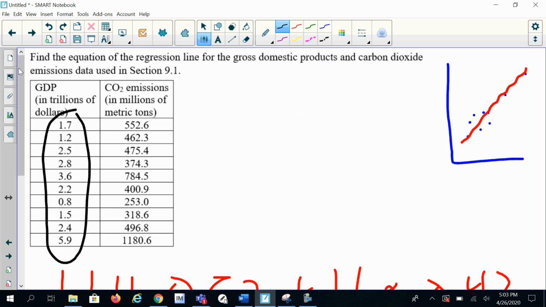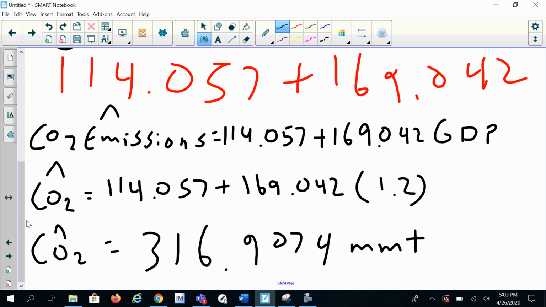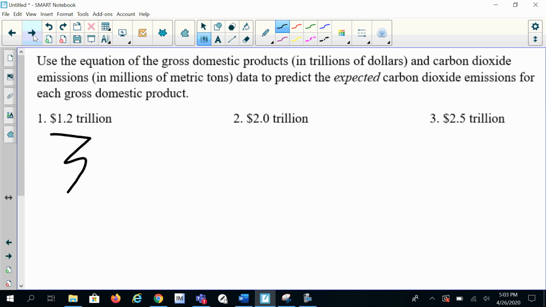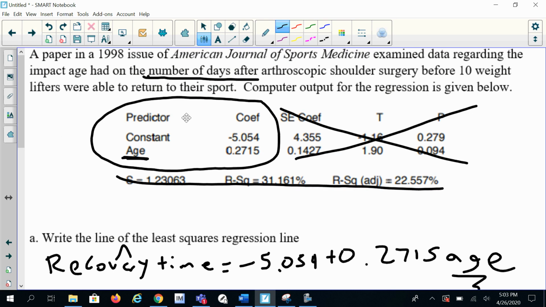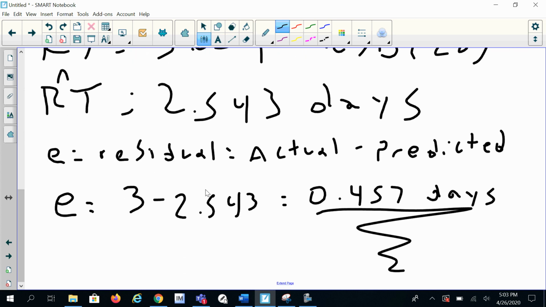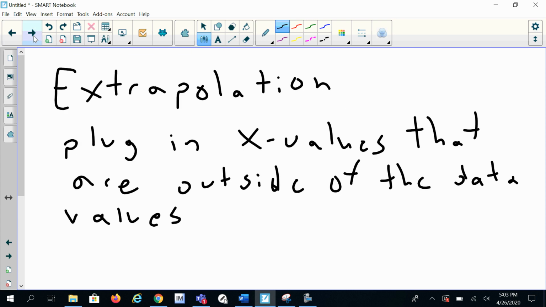So like I plugged in the 1.2 trillion to see what the predicted carbon emissions was. We talked about how to read computer output a little bit, how to find the LSRL from that. Talked about how to calculate a residual, taking the actual minus the predicted. And lastly, we talked about extrapolation. And that is 9.2. So I don't think we're adding a whole bunch here. This is a pretty easy chapter. 9.3 is definitely the one that has the most going on out of the 3 sections, but this is pretty much 9.1 and 9.2.